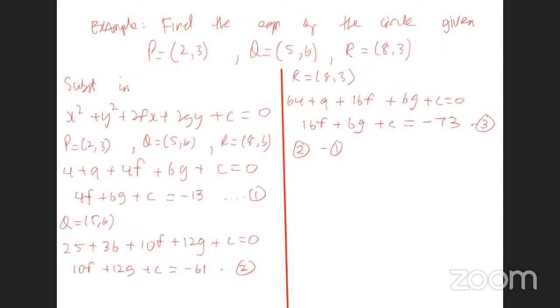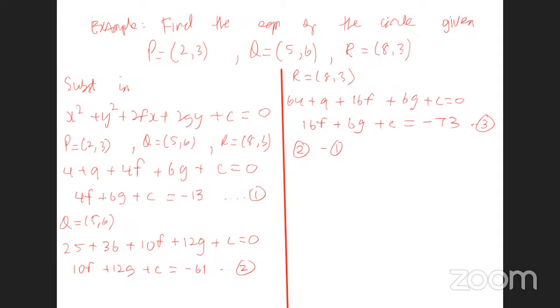Anybody lost online? Ishmael, you getting through? Kalia, Samira, you all okay? All okay here? Samira? All okay? Yeah? All right, solve it out. Solve it out. 2 minus 1.